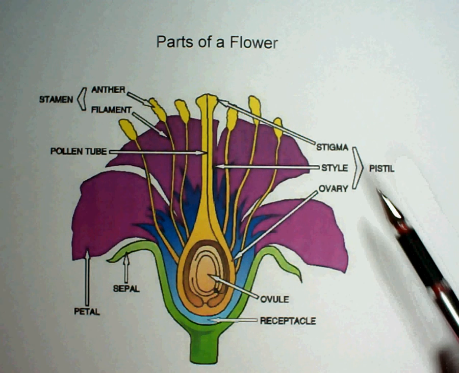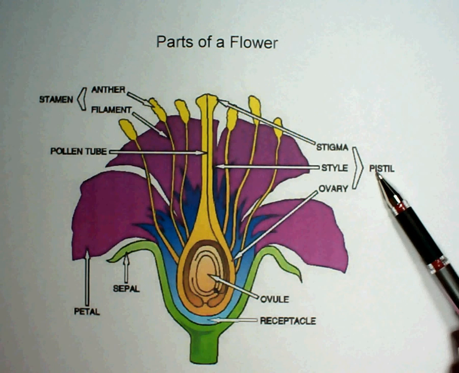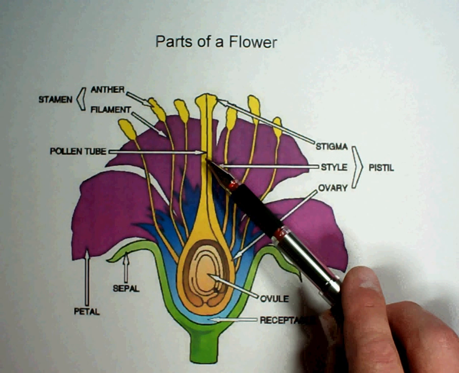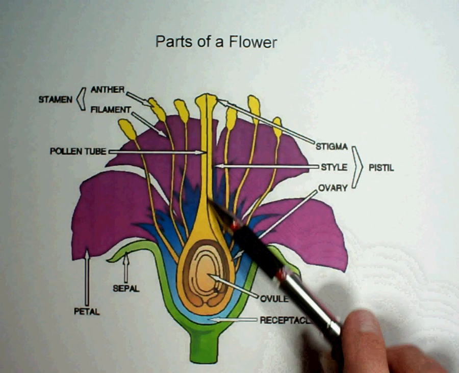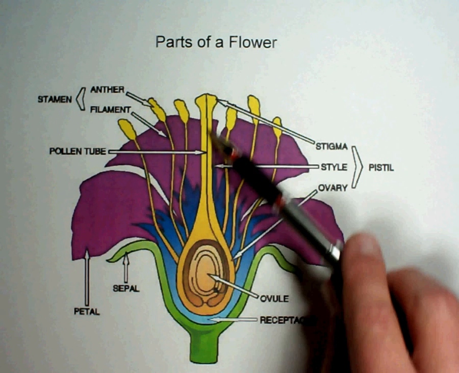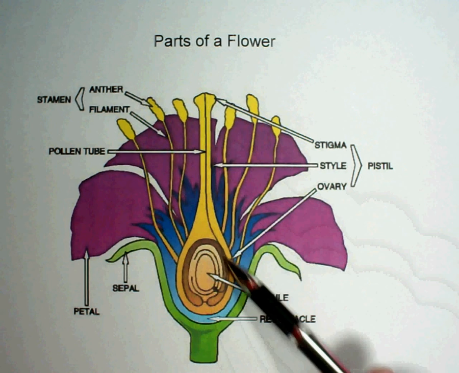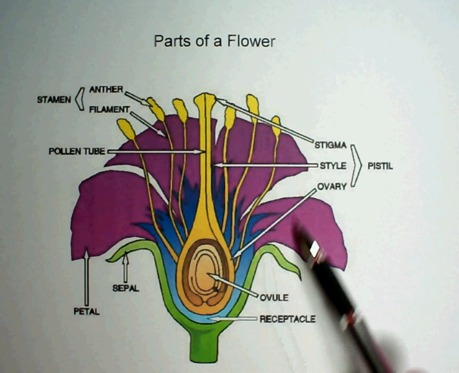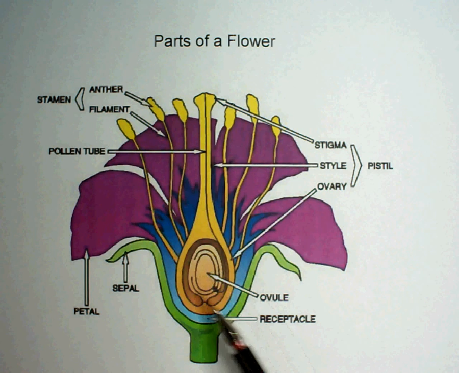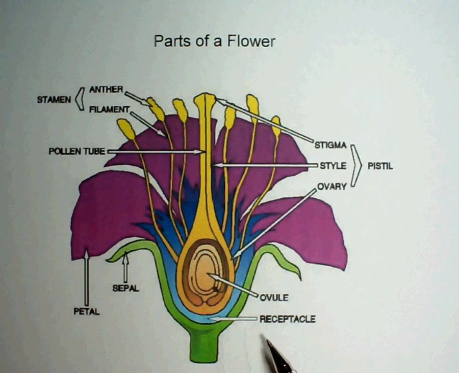You have the pistil, and this is the female part of the flower. It's really long. That has the stigma, the style, and the ovary. All of this right here in the middle is the female part of the flower. You'll notice that it says the ovary is here, the ovule is here in the very middle. That can be what's fertilized, and the receptacle is just where it sits in the bottom.